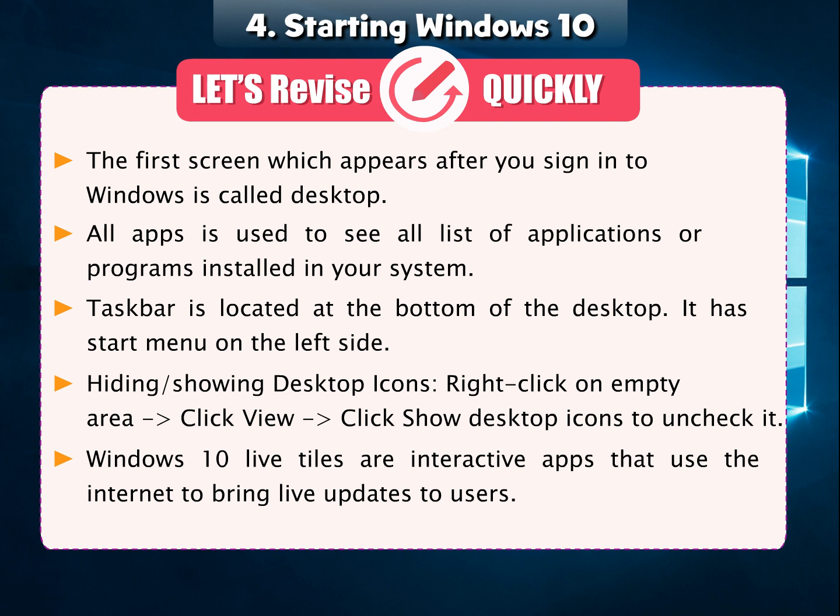Let's revise quickly. The first screen which appears after you sign in to Windows is called Desktop. All apps is used to see all list of applications or programs installed in your system. Taskbar is located at the bottom of the desktop. It has Start menu on the left side. Hiding or showing desktop icons. Right-click on empty area, click View, click Show desktop icons to uncheck it. Windows 10 Live Tiles are interactive apps that use the internet to bring live updates to users.